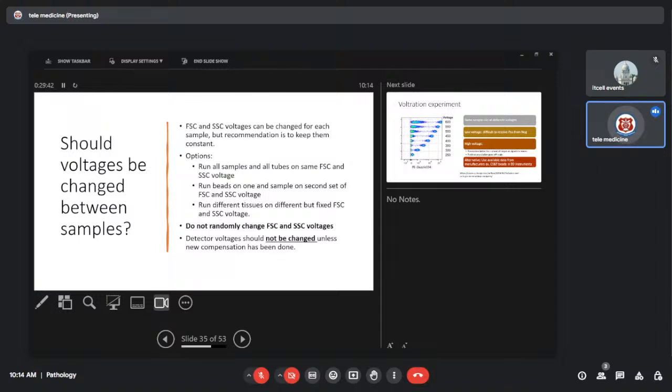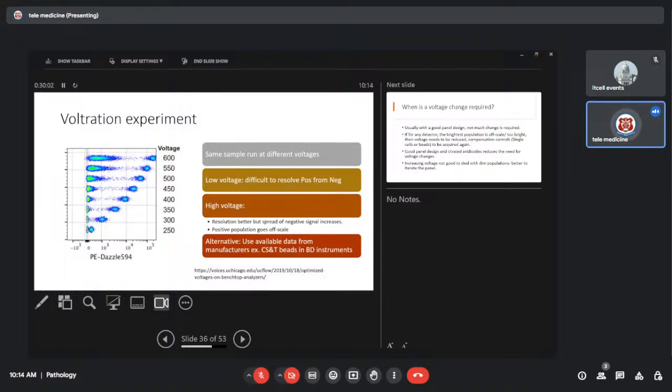Say, let me increase the FITC voltage to try and separate them. The separation will increase, but it will not be the only thing that happens. The signal for FITC that spills into PE, into PerCP, that will also increase, and you will not be compensating for it on that particular day. So this is a voltation experiment.